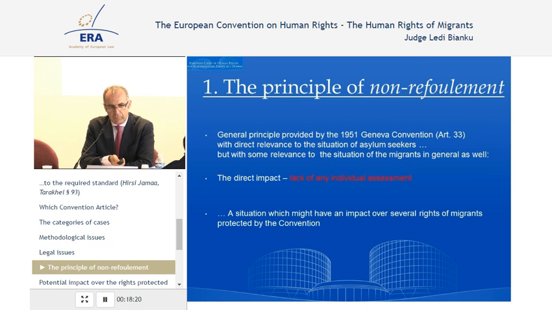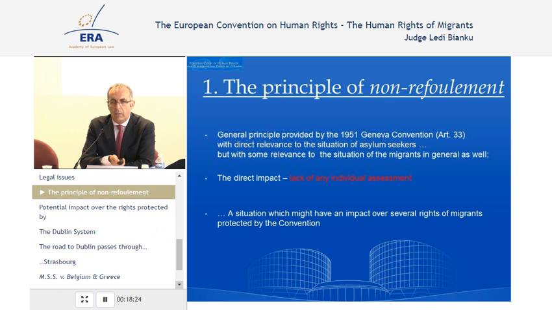The first issue, the principle of non-refoulement, as you all know, is provided by the Geneva Convention. The court has insisted on this principle, which was also mentioned this morning, as a kind of individual assessment in the case of each asylum seeker, because from the perspective of the court, lack of any individual assessment has a fundamental impact. All the protection of all articles of the convention is removed if you do not have an individual assessment. You do not know whether the situation of the asylum seeker concerns Article 2 or 3 or 8 or whatever. This is extremely important. This has been confirmed in Hirsi Jamaa.